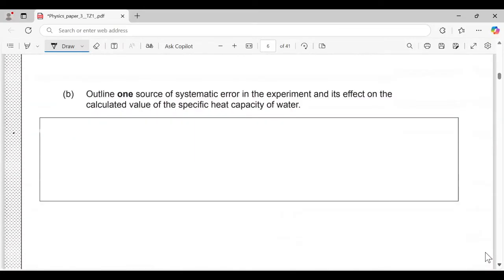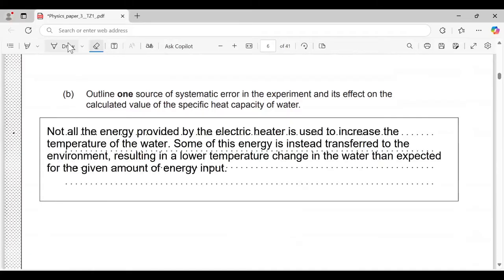Outline one source of systematic error in the experiment and its effect on the calculated value of the specific heat capacity of water. I have provided my explanation: not all the energy provided by the electric heater is used to increase the temperature of the water. Some of this energy is instead transferred to the environment around the heater, resulting in a lower temperature change in the water than expected for the given energy input.